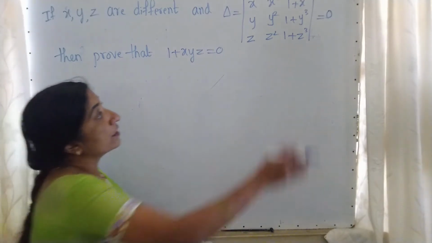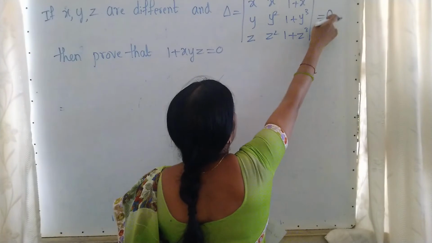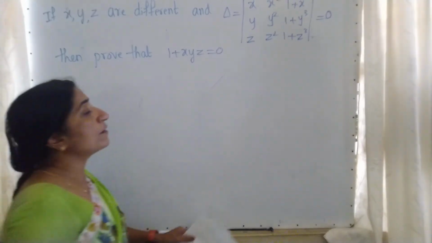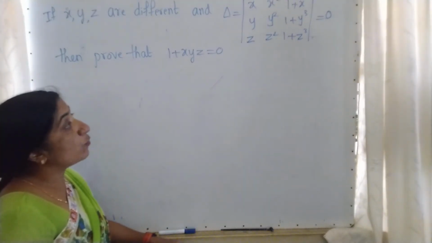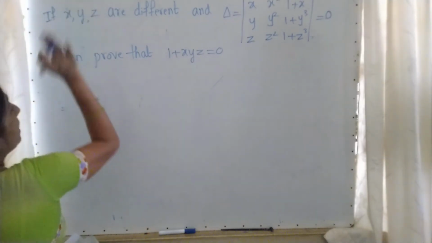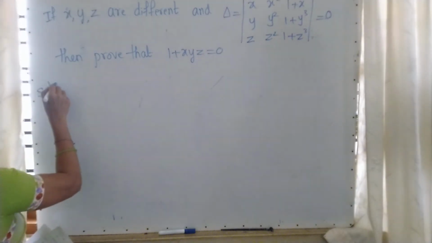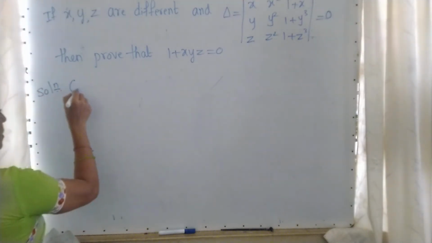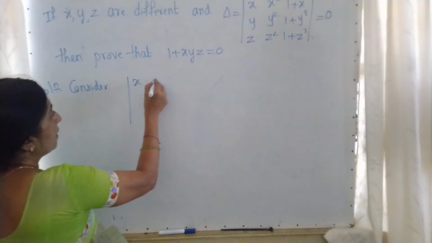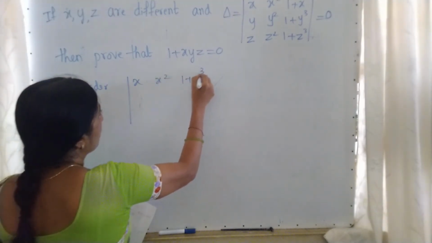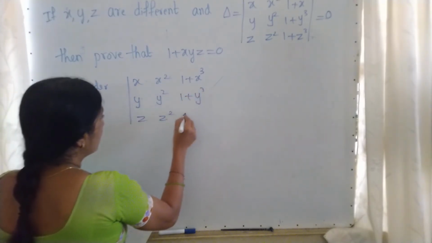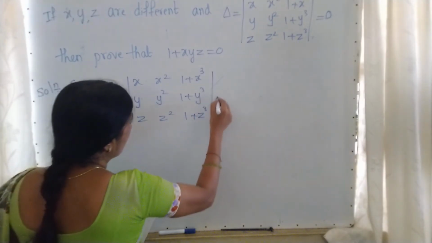See the question. It is already given that the determinant is equal to 0. With the help of this condition we have to prove that 1 plus XYZ is equal to 0. And one more condition is given: X, Y, Z are different. So in this type of examples, write down the given condition. Consider the given: the determinant of x, x square, 1 plus x cube, y, y square, 1 plus y cube, z, z square, 1 plus z cube is equal to 0.